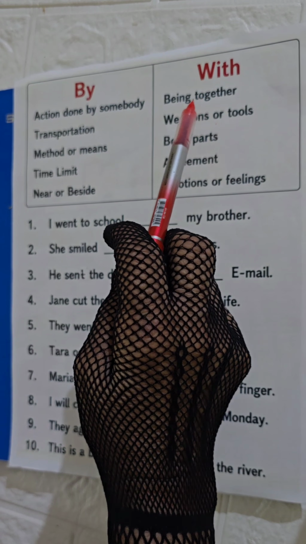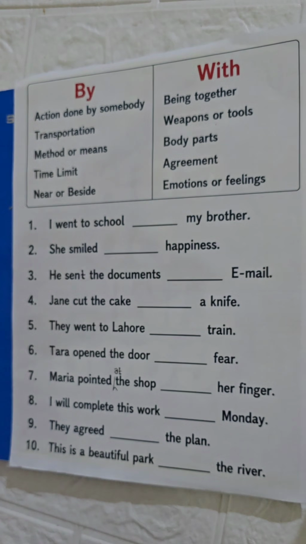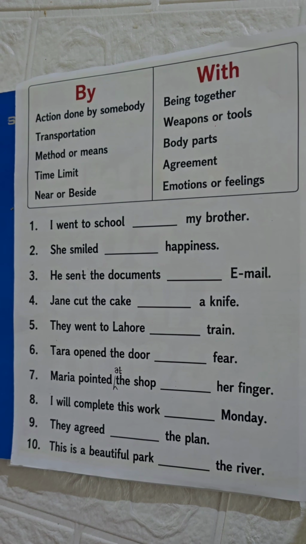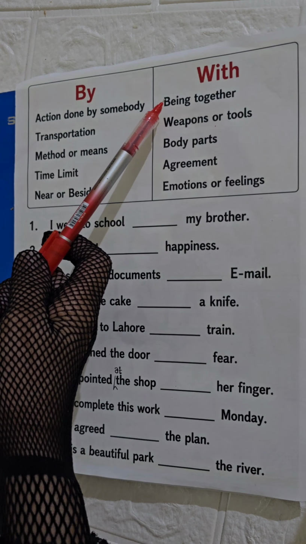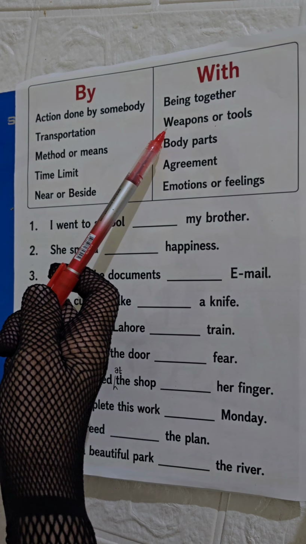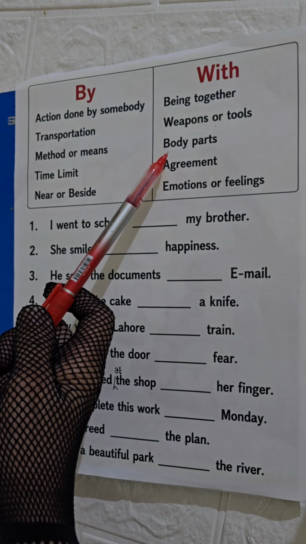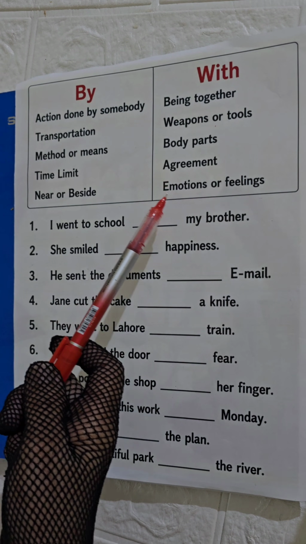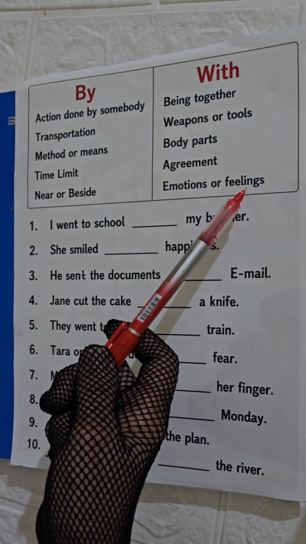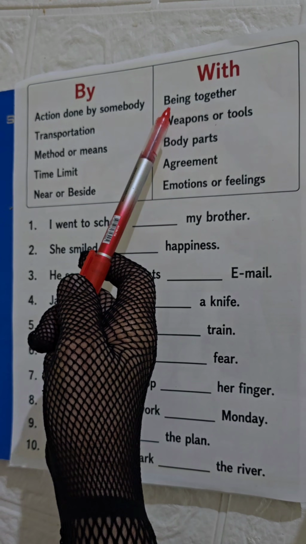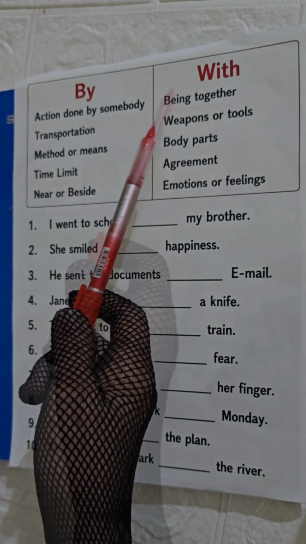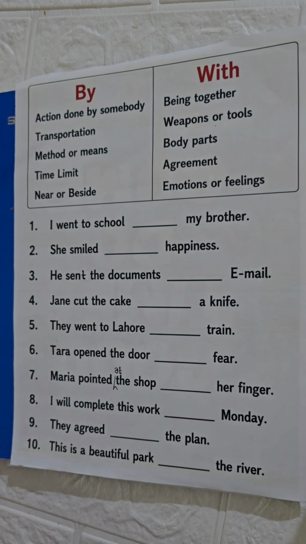Now let's study with. With means together with someone, using something, showing agreement, or expressing feelings. We use with in five common ways: being together, weapons or tools, body parts, agreement, emotions or feelings. Now look at number one, being together. Here, with means together with someone.